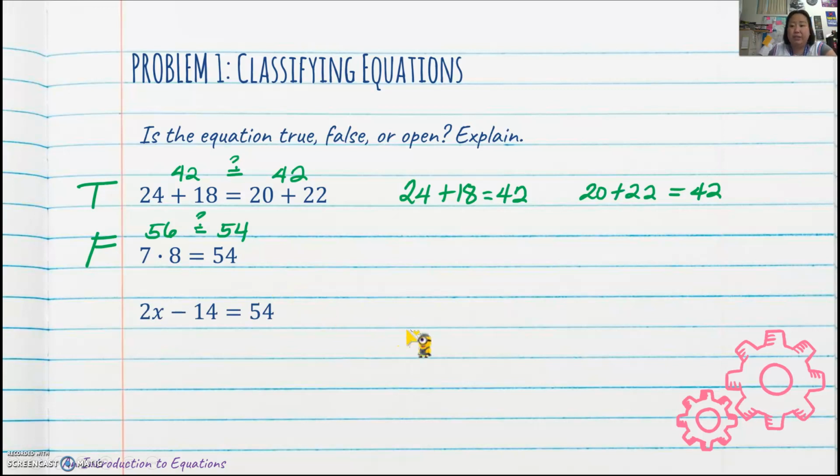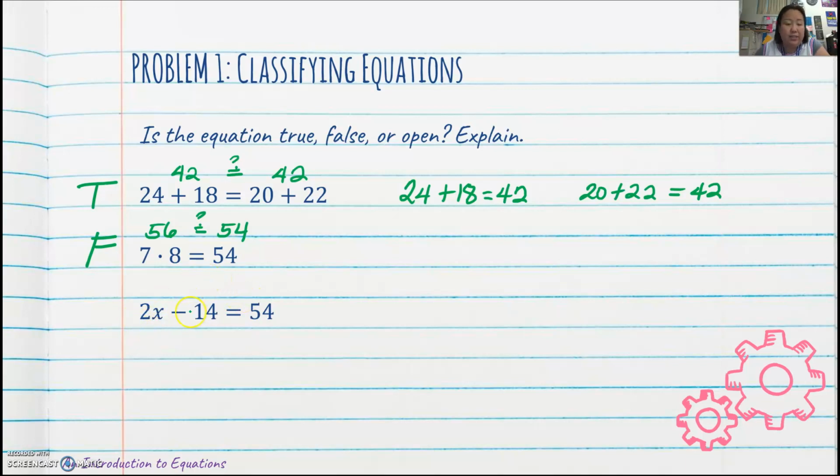Now, let's have another example. This time we now have a variable. So we have 2x minus 14 is equal to 54. Remember, when we have a variable, it could be true or it could be false, depending on what we put as the value for our variable.